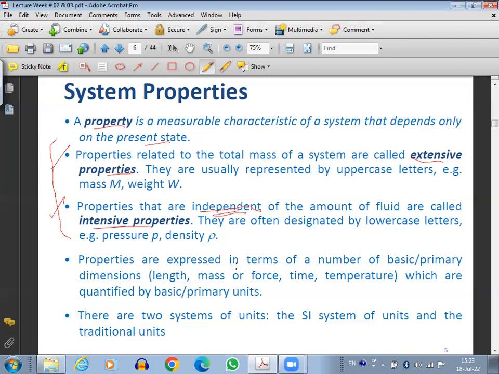Properties are expressed in terms of a number of basic primary dimensions, like, for example, length, mass, or force, time, temperature, which are quantified by basic and primary units. There are two types of system of units, the SI unit and the traditional units. Traditional units are basically the English system, so foot, pound, mass. SI units are comparatively easier to use. Most of the time we'll be using the SI system, but you need to be aware of the English system as well.